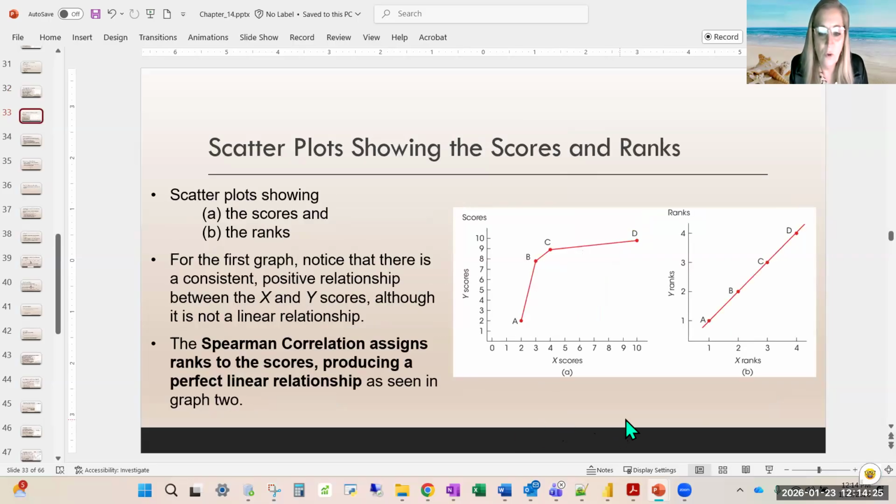All right, scatter plots showing scores and ranks. You can use scatter plots to show the scores and the ranks. For the first graph, you can see that there's a consistent positive relationship between X and Y scores, but it's not really a linear relationship like you see on the right here. So you can use a Spearman correlation to evaluate this kind of data. And when you use the Spearman correlation, it will assign ranks to the data and transform the data and help to produce a perfect linear relationship, as you can see in the graph.